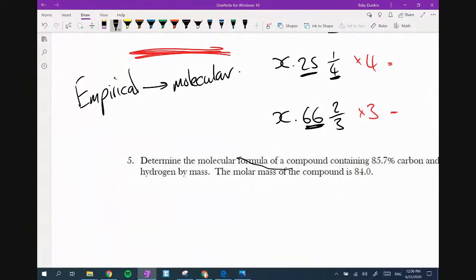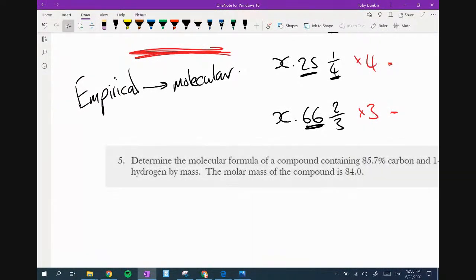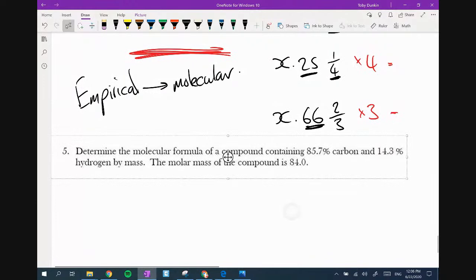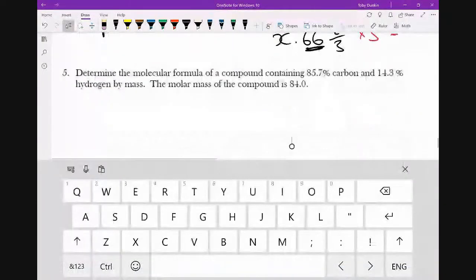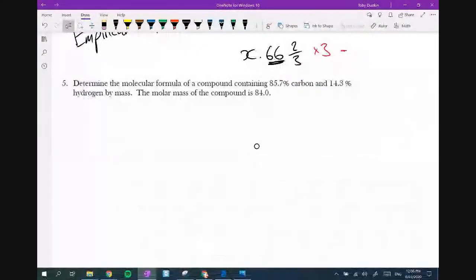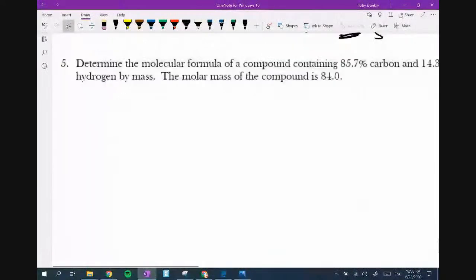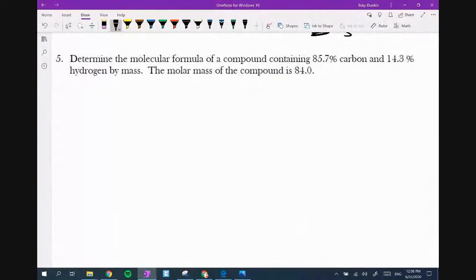Yeah? It's really annoying when it won't let me do certain things. Right, I'm just going to put a box around that one there. Right, okay. So, determine the molecular formula and the empirical. Let's do both. List the atoms. Deduce the amount of carbon and the amount of hydrogen.